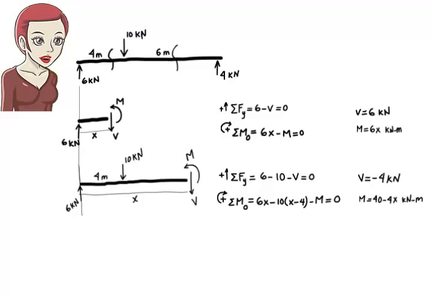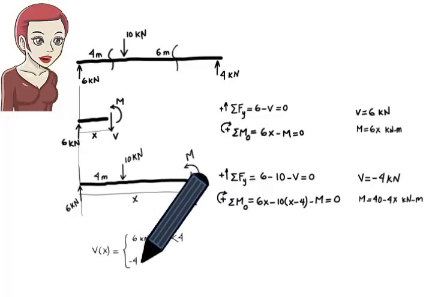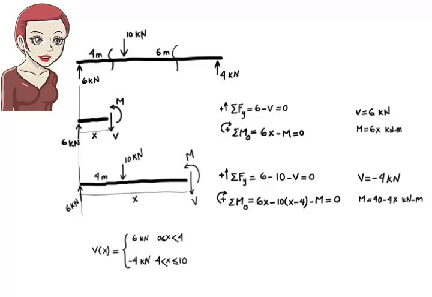Let's summarize the results. Shear in the beam is expressed algebraically using 2 equations. The first equation gives us the shear value in the beam when x is between 0 and 4. The second equation gives us the shear value when x is between 4 and 10.